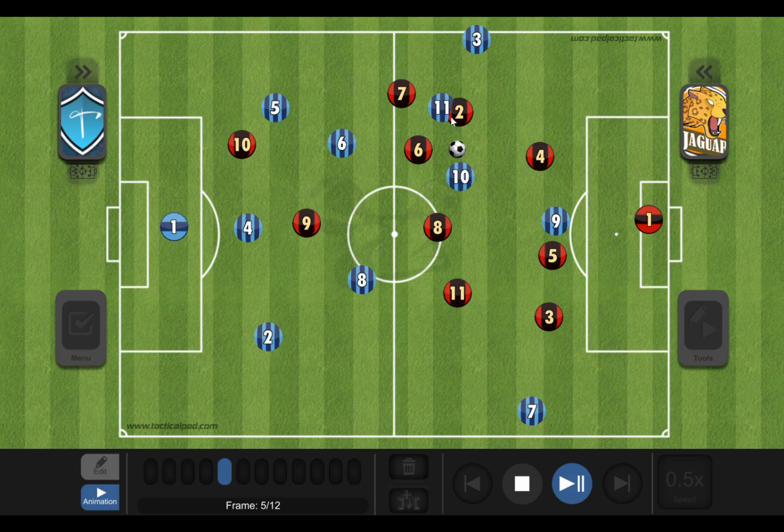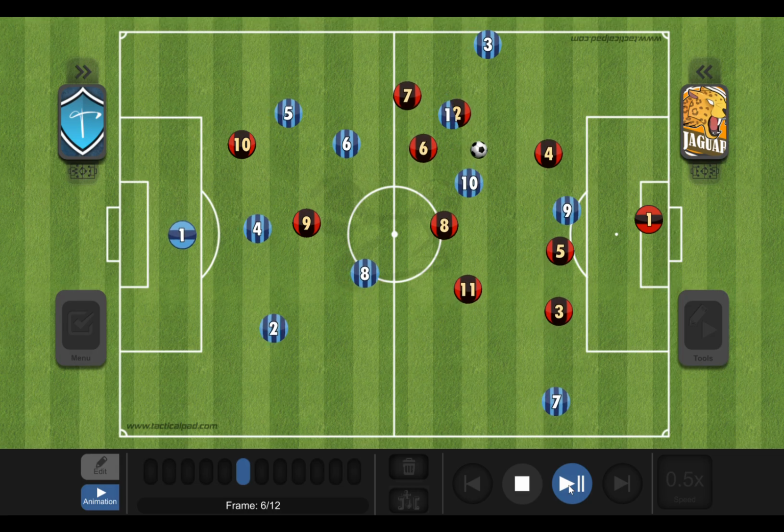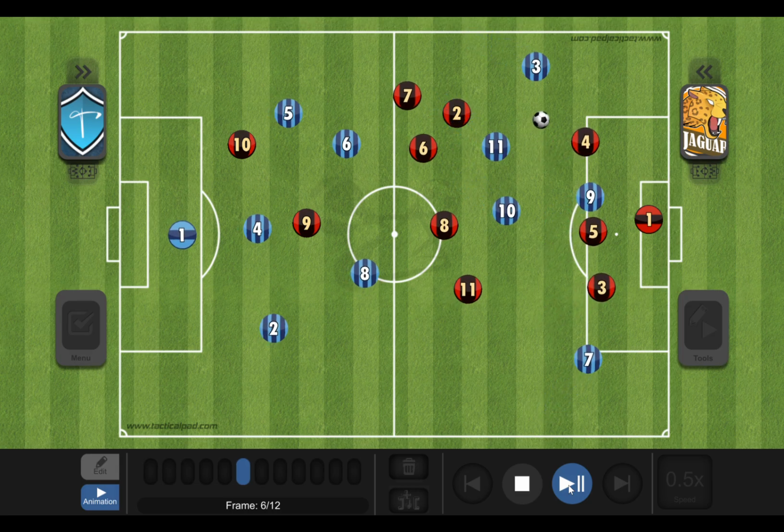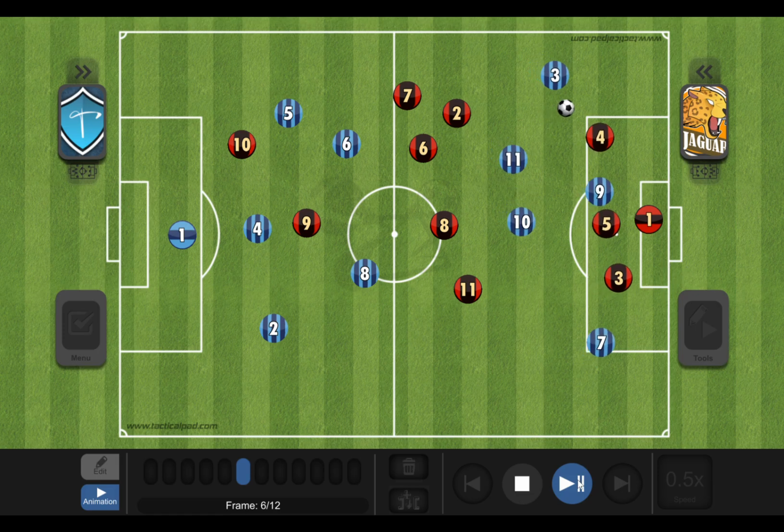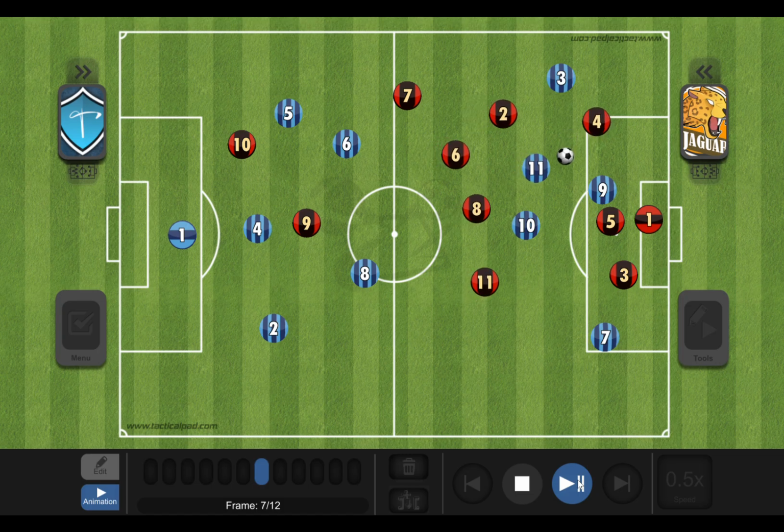But you can see we still have the 3 open in a big pocket of space. So they get it wide and they break into the box. I've obviously frozen their defenders just to focus on the attacking phase. But once 11 passes into the 10, he's got to start running. Same thing with the 10. Pass and go. So it's now 5 versus 3. Lay off back to the 11 and shot.